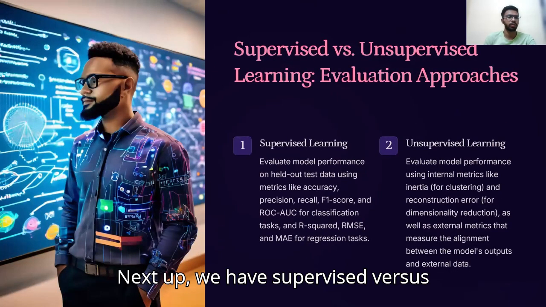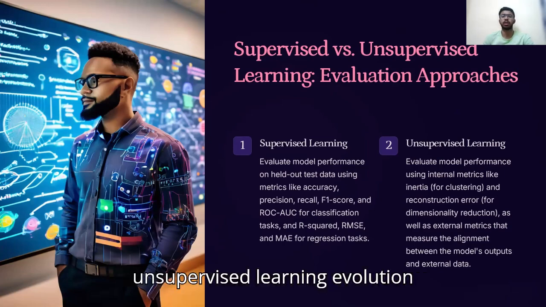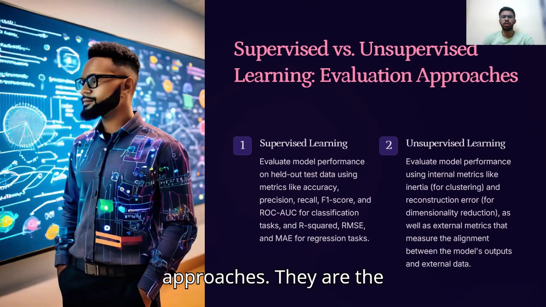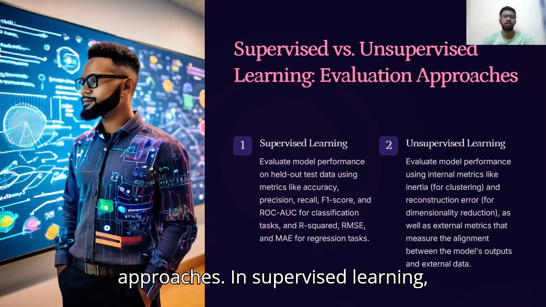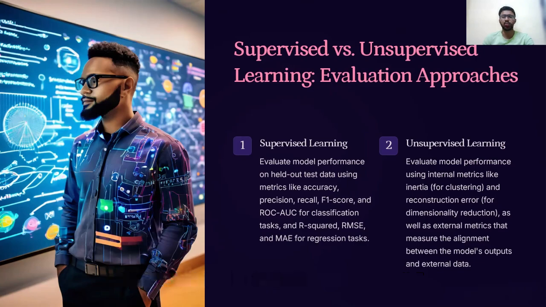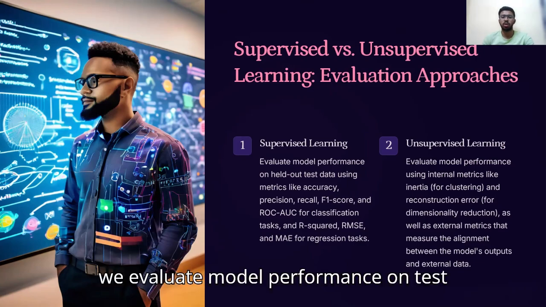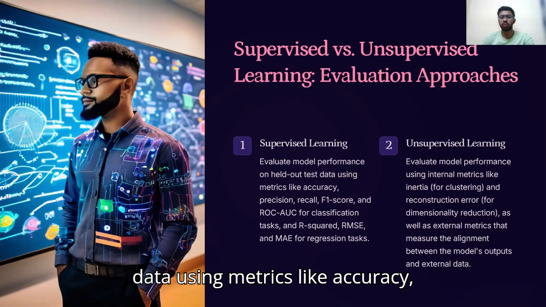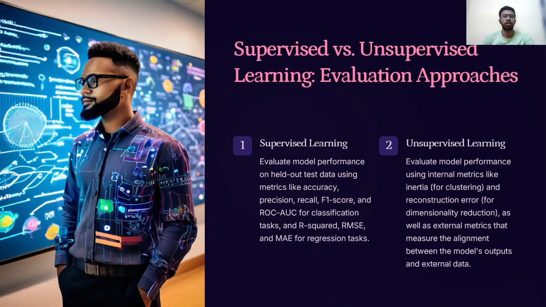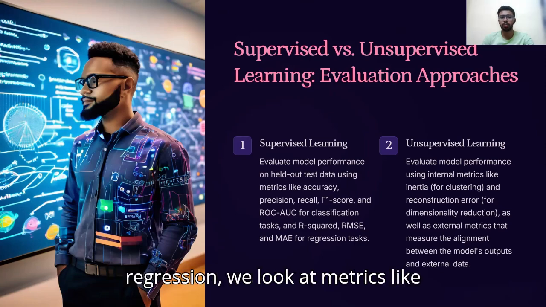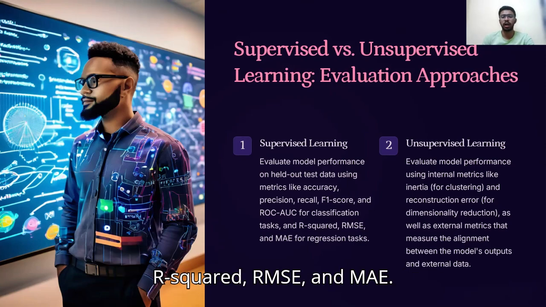Next up, we have supervised versus unsupervised learning evaluation approaches. These are the types of evaluation approaches. In supervised learning, we evaluate model performance on test data using metrics like accuracy, precision, recall, F1 score, and ROC AUC for classification tasks. For regression, we look at metrics like R squared, RMSE, and MAE.